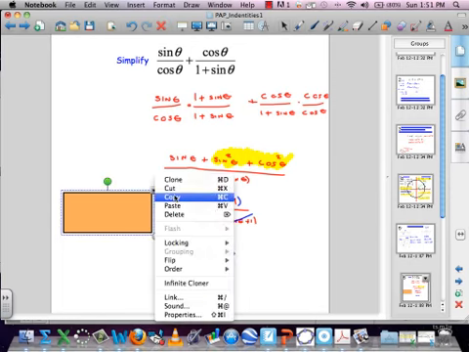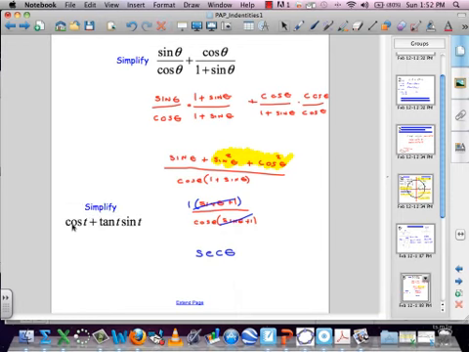Okay, try this first problem for entrance ticket. Simplify this as much as possible. I'll tell you in the end, there's only one term. So that's what you're kind of aiming for.